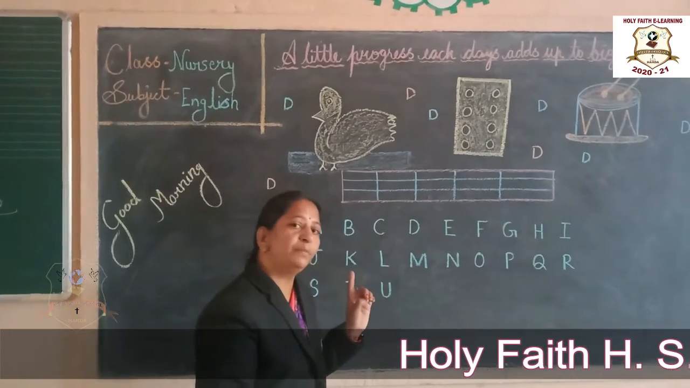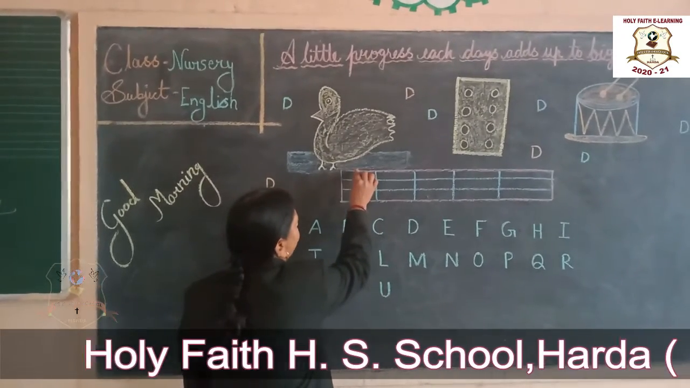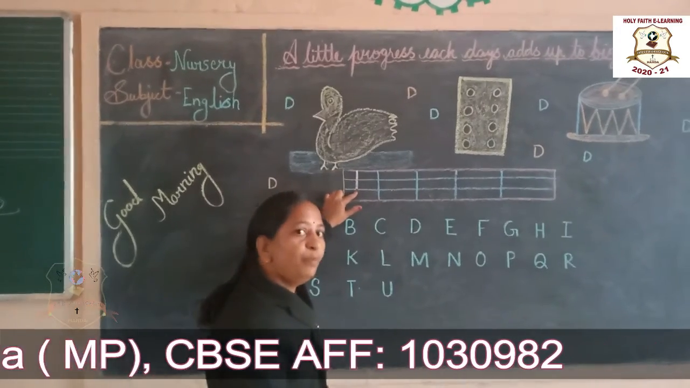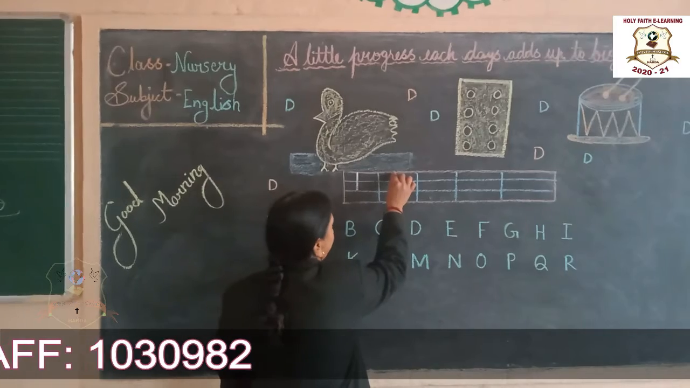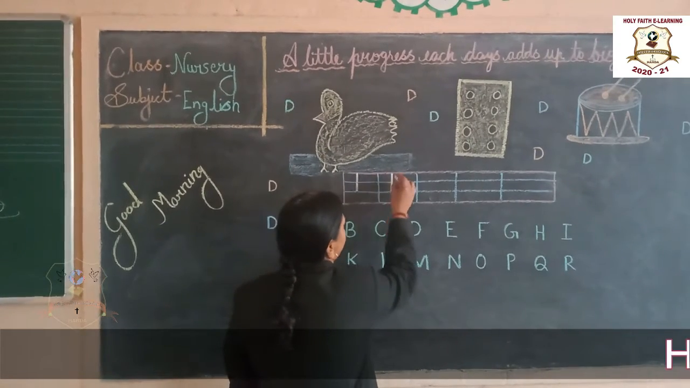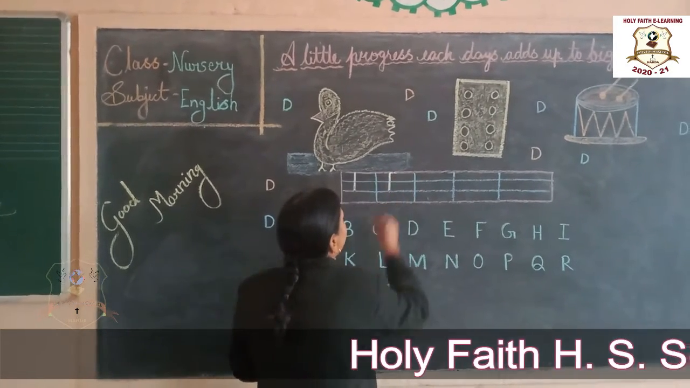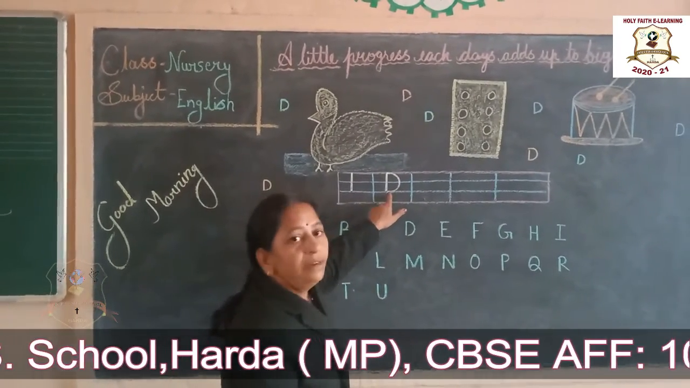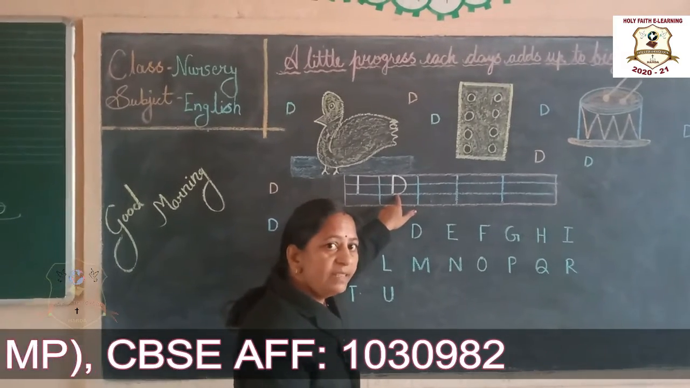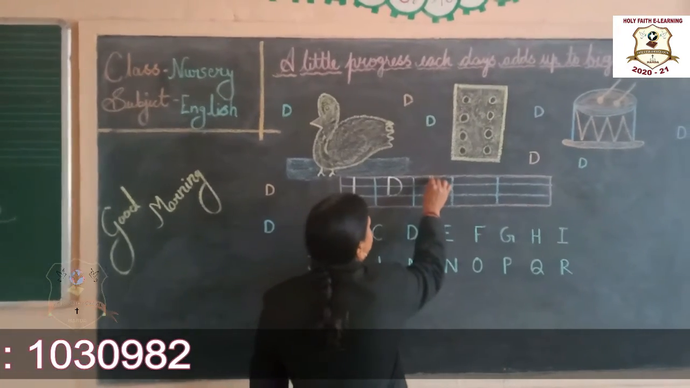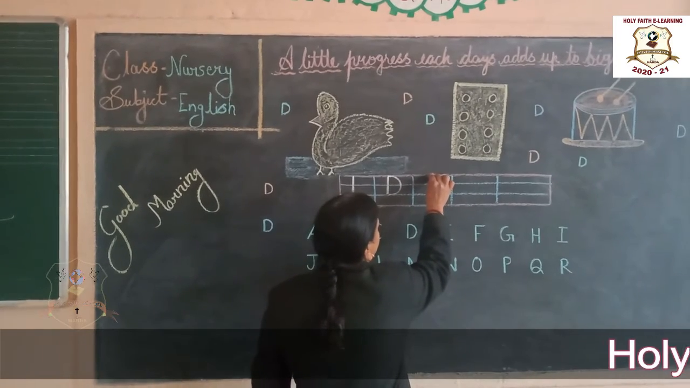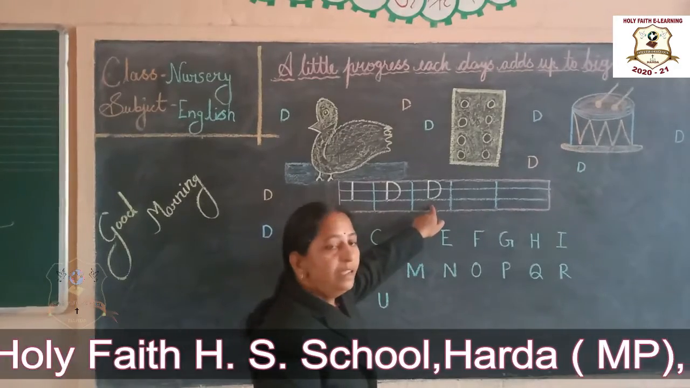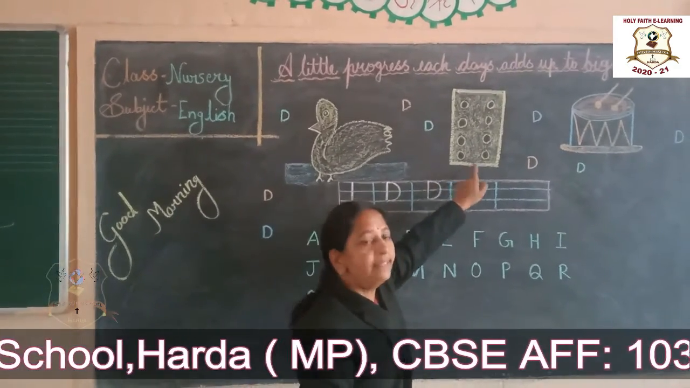Watch carefully how madam will write. Firstly, we will draw a standing line from the pink line to the second blue line. Now our second step. Then we will draw a right curve from the pink line to the second blue line. This is letter D. Which letter is this? D. D for duck. Standing line and one right curve like this. This is D. D for dice.